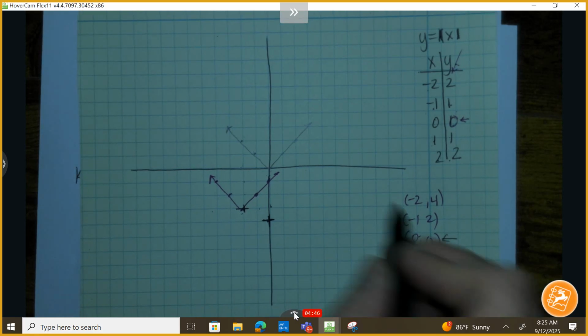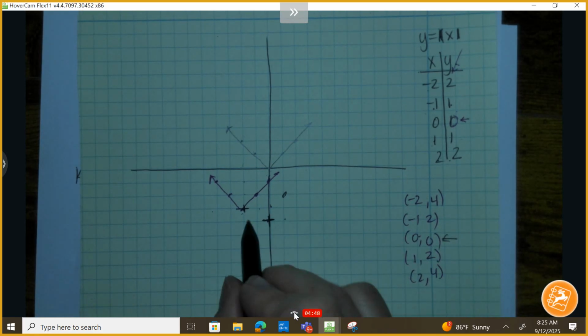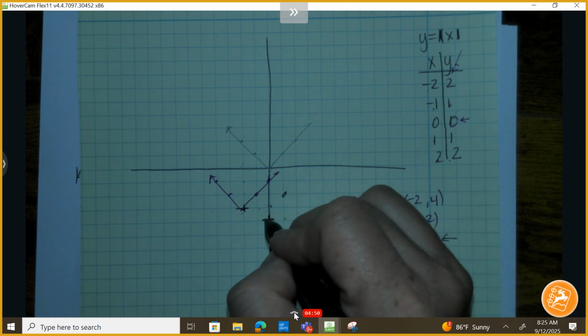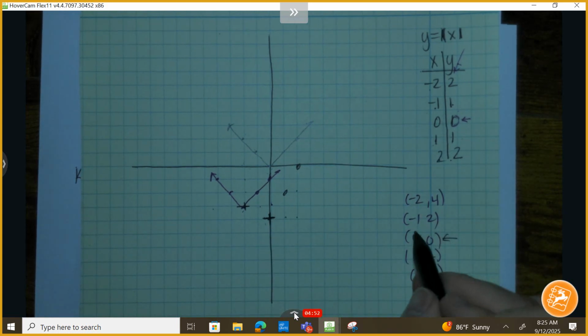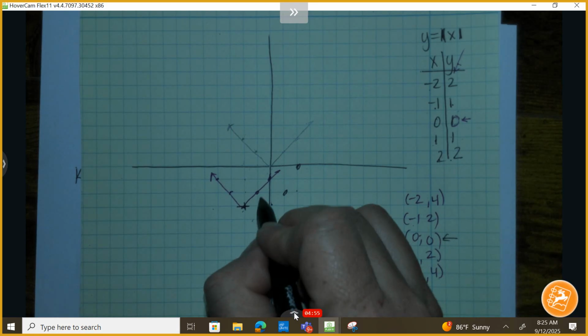I'm going to go right 1 and up 2. Then I'm going to go back to the starting point, right 2, up 4. Now to the left, left 1 and up 2, and left 2, up 4.